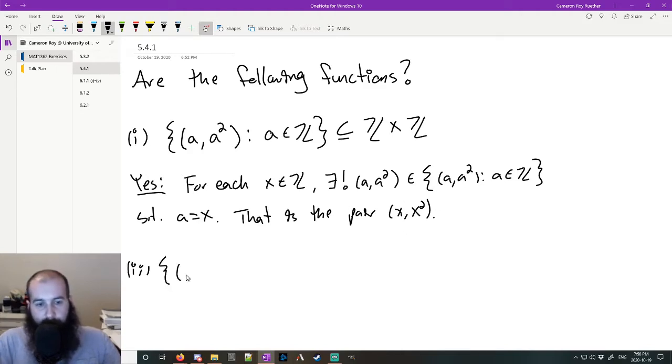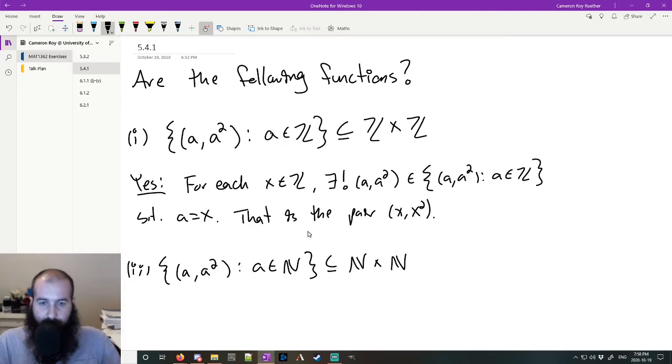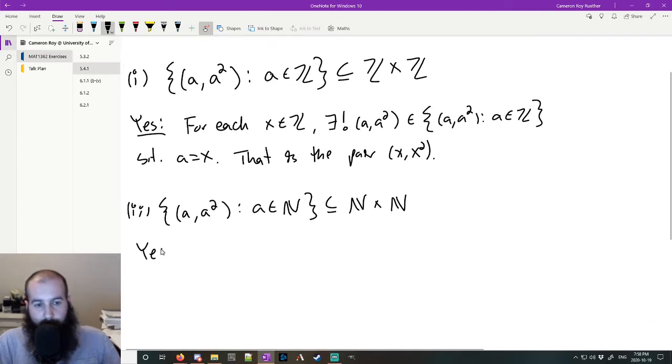Part 2 asks us about the same looking function, but now we restrict to the natural numbers. Is this set of pairs (a, a squared), where a must be natural, a function from the natural numbers to the natural numbers? And this is also a function. For each natural number, there is one unique such pair, for the same reason as above. The fact that x was an integer here wasn't explicitly used. Because it begins with just an element of the set, it will be a function. So yes, for reasons similar to above.